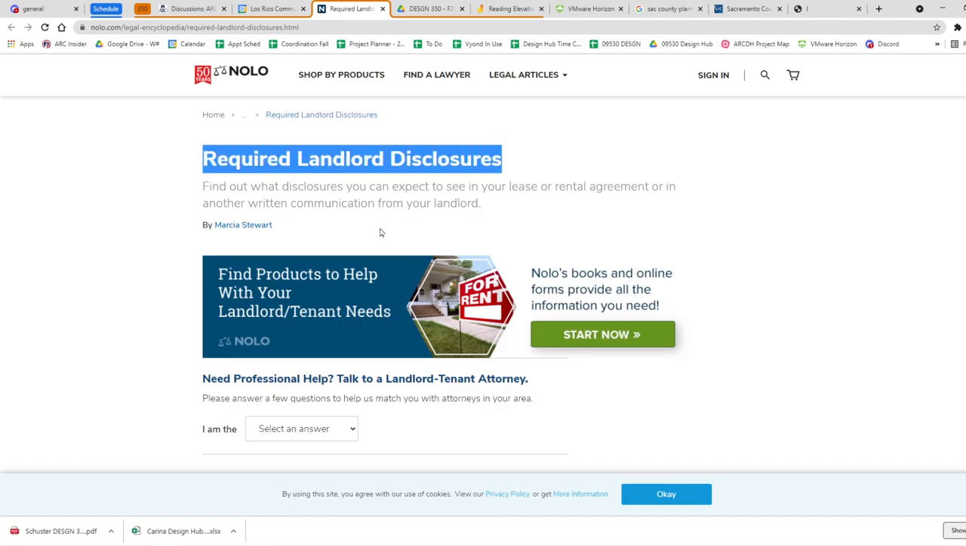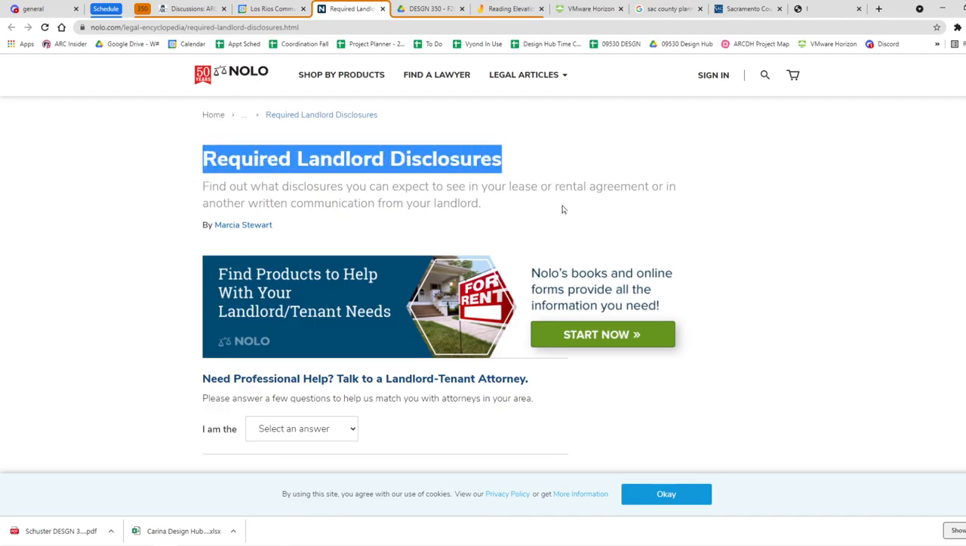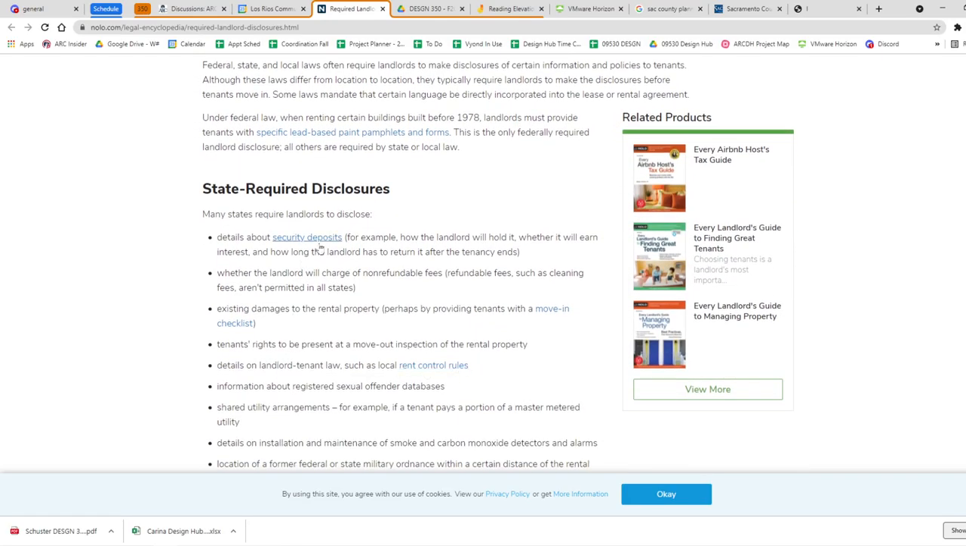What would happen if I used SB9 and I made a duplex or I put another thing on? What restrictions am I going to try to put on? And what do I have to let people know about? What don't I have to know about? What am I allowed to do? So this is about landlord disclosures. And you really need to tell people about them. It doesn't really say anything about use of the property.